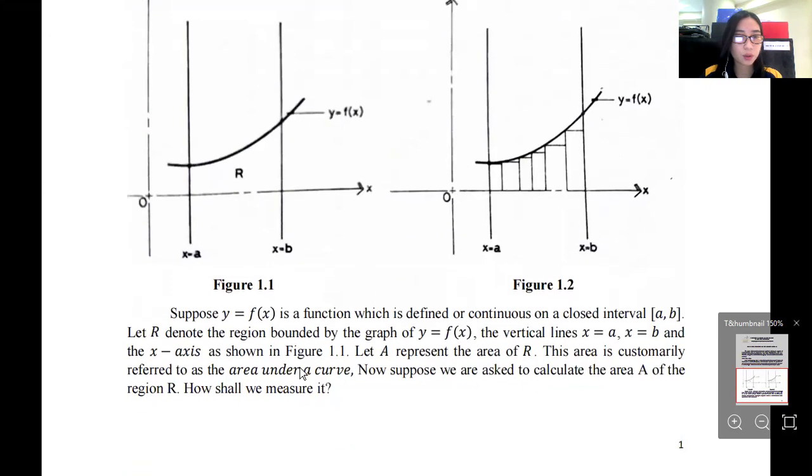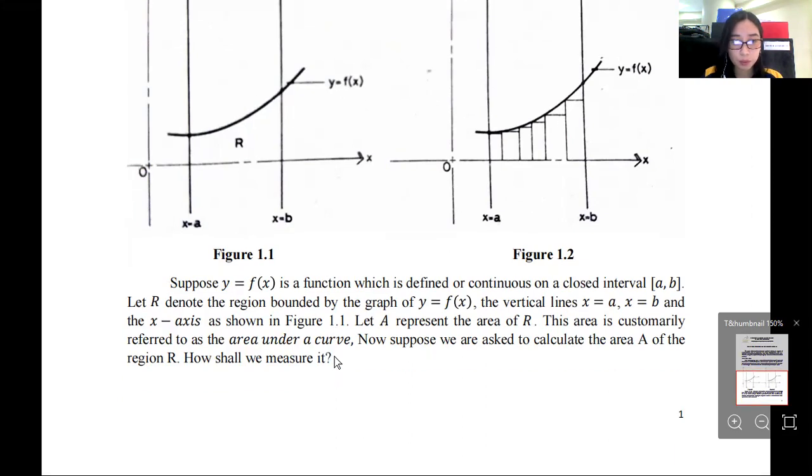Okay. So, suppose that y is equal to f of x is a function which is defined and continuous on a closed interval a to b. Let R denote the region bounded by the graph y is equal to f of x, the vertical lines x is equal to a and x is equal to b, and the x-axis. So, these are the limits of our function. Okay? So, let A represent the area of R. This area is customarily referred to as the area under the curve.